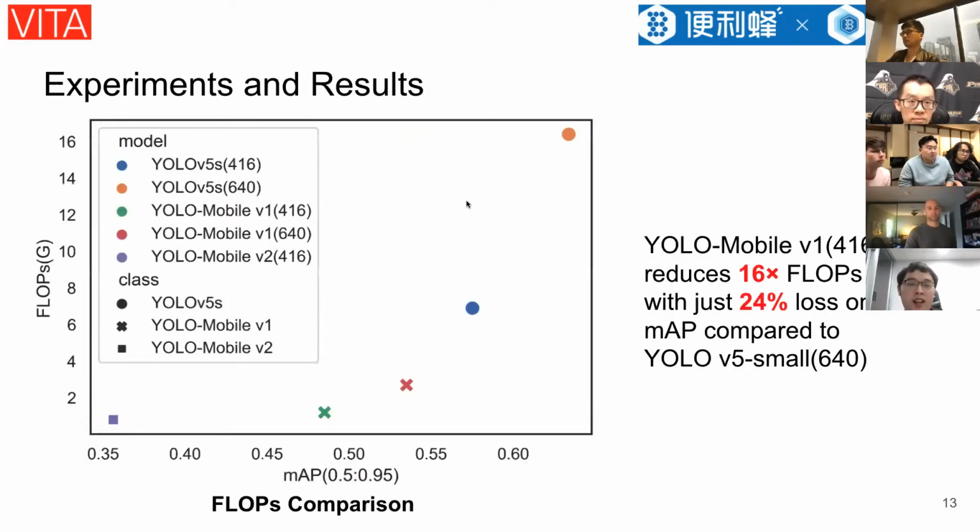Next, here are some experiments for the detection model. First is the FLOPs comparison. The round marks are YOLO 5 small, the cross marks are the proposed YOLO Mobile V1, and the square is YOLO Mobile V2. From the figure, YOLO Mobile V1 with input size 416 reduced FLOPs by 16 times with just a 24% loss on mAP compared to YOLO 5 small.